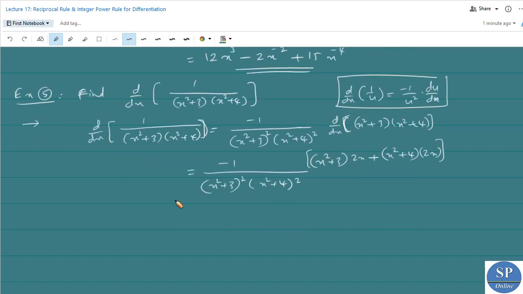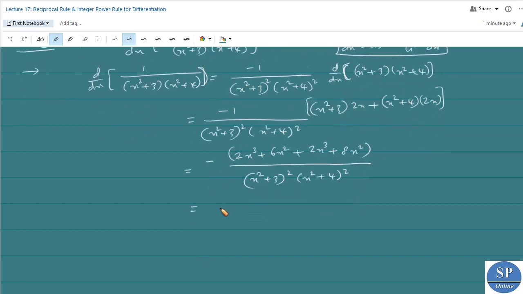So this is equal to negative of 2x into x square is 2x cube plus 6x square plus 2x into x square again 2x cube plus 2 into 4, that is 8x square, divided by x square plus 3 whole square into x square plus 4 whole square. So this is equal to negative of 2x cube plus 2x cube, that is 4x cube plus 6x square plus 8x square, that is plus 14x square, divided by x square plus 3 whole square into x square plus 4 whole square.